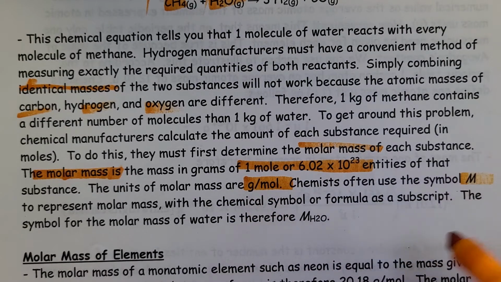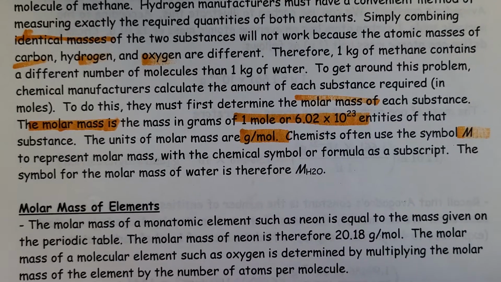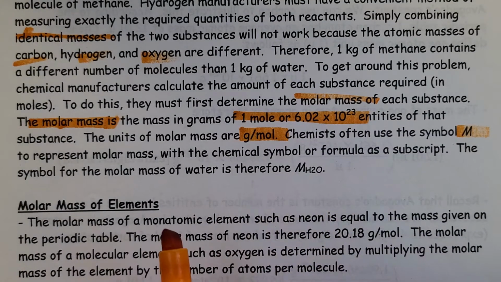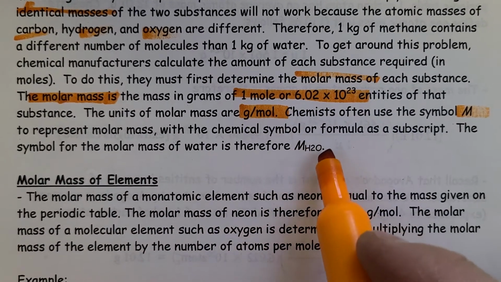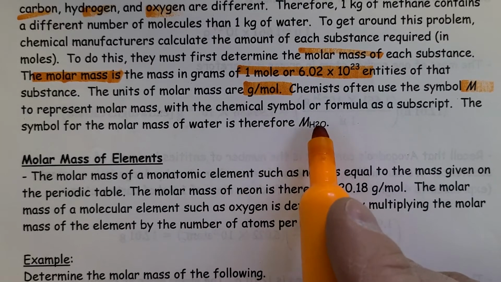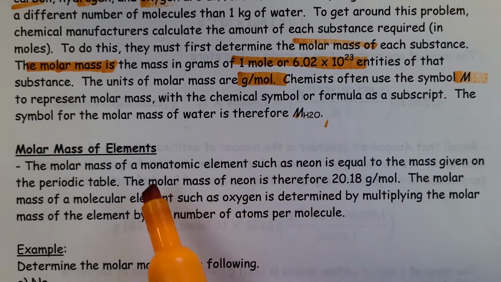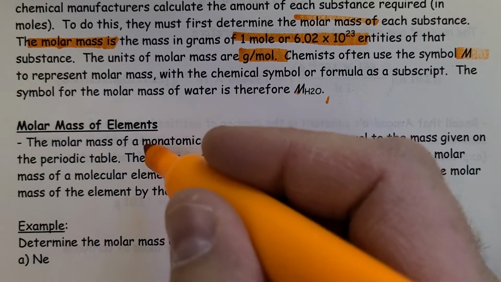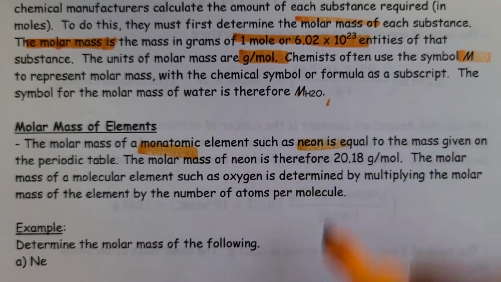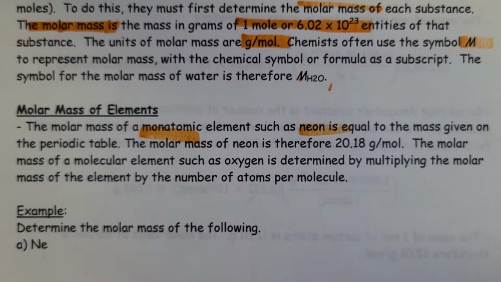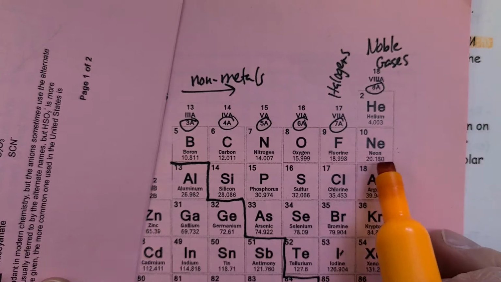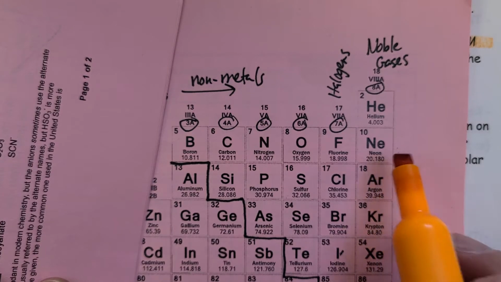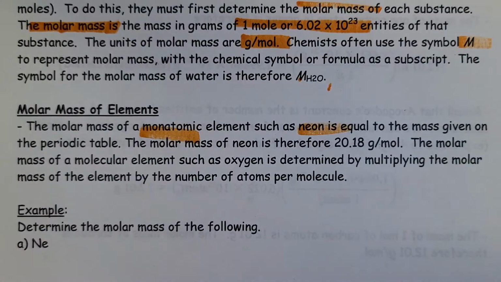Chemists often use the symbol big M to represent molar mass, with the chemical symbol or formula as a subscript. The symbol for molar mass of water we would say is big M with H2O, indicating I'm figuring out the molar mass of H2O. Molar mass of elements: the molar mass of a monatomic element, such as neon, is simply equal to the mass on the periodic table. And we'll see why that works in a second. So neon, the mass number 20.18, that would be the molar mass of that.